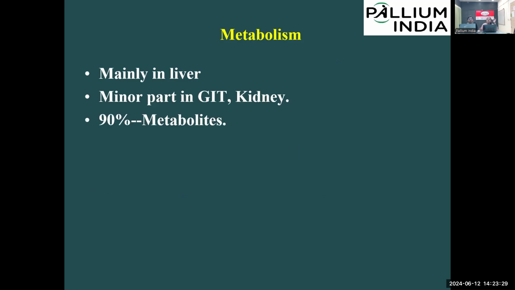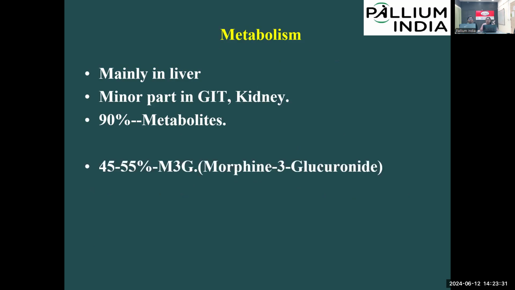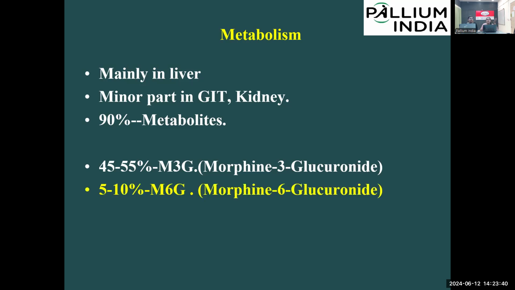Around 90% of the morphine is converted to its metabolites, and the active metabolites are morphine 3-glucuronide and morphine 6-glucuronide. Around 45 to 55% is morphine 3-glucuronide, which is responsible for the neurotoxic effects of morphine, and 5 to 10% is morphine 6-glucuronide, which is responsible for the analgesic effect of morphine. So we are more concerned with the morphine 6-glucuronide that produces the analgesic effect.